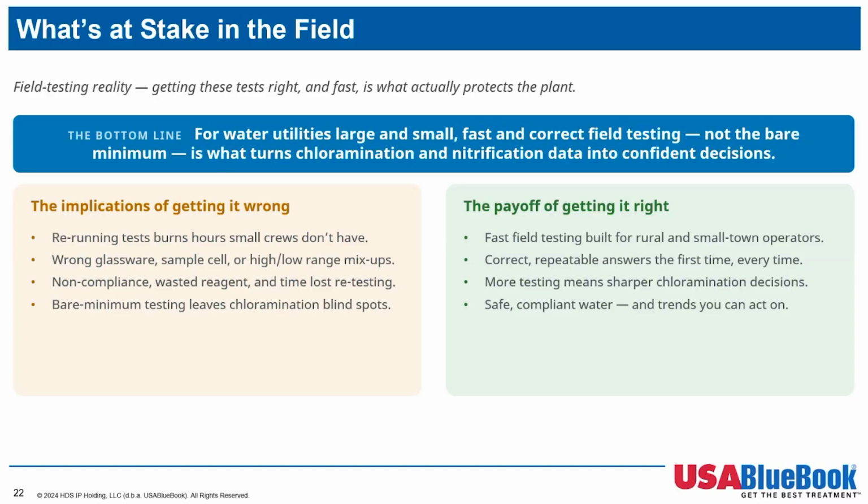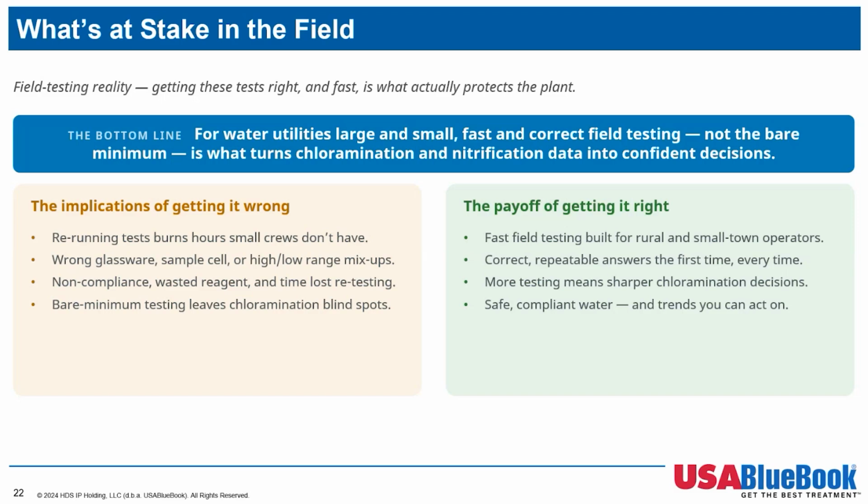You test more often, so you're looking at trends instead of single readings, and the decisions get easier. Just as important, you get to make them earlier, catching a residual sliding or nitrite ticking up while it's still a small adjustment to the feed instead of a system-wide problem. That's the difference between a tweak and a flush and recover. And to take it further, it's a difference between staying in compliance and explaining a violation.